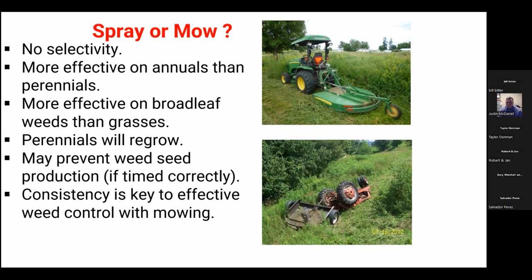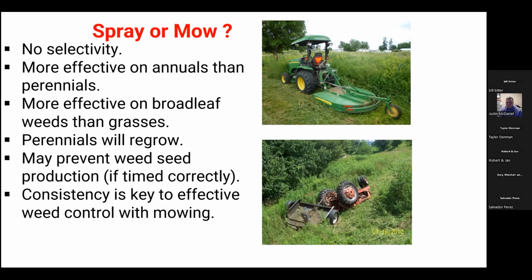A lot of times what you're going to see is this is going to be more effective on annuals than perennials, because again, those perennials have those underground carbohydrate stores. It's going to be a lot easier for them to recover after being mowed. You're going to see a little bit greater effect on broadleaf weeds than in grasses. And if you time it correctly, you can prevent weed seed production, okay? If you wait until it's too late, and those plants have already seeded out, the mowing process is just going to spread those seeds further into your pasture, and it's going to make a bigger problem than you had hoped for.